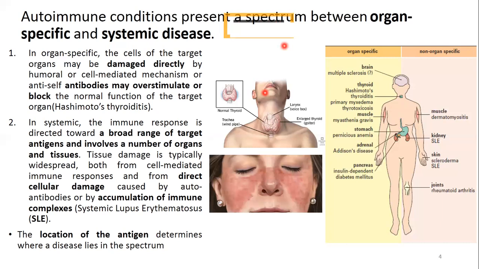The systemic diseases are dermatomyositis, SLE, scleroderma or skin scleroderma, and rheumatoid arthritis in the joints.